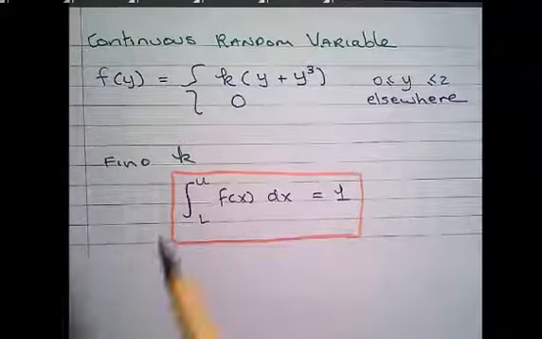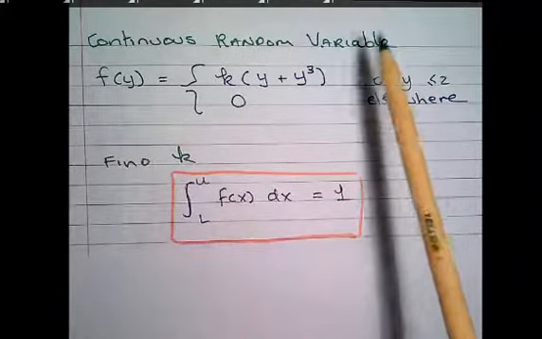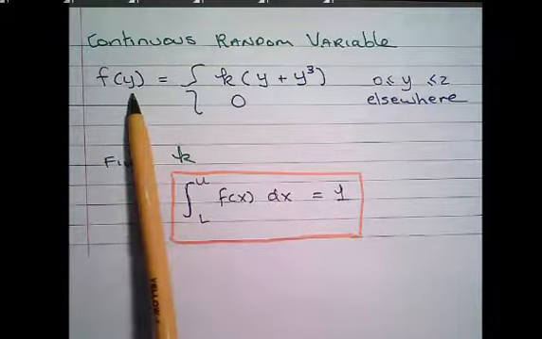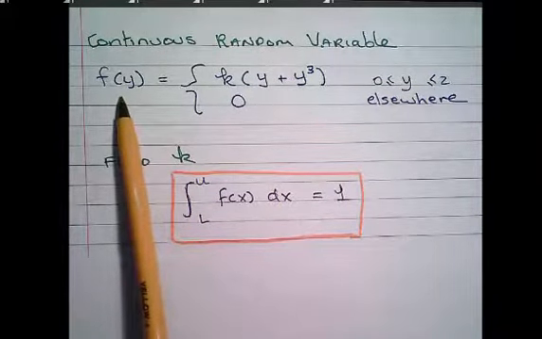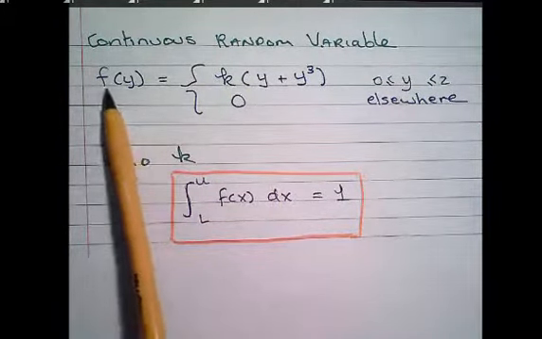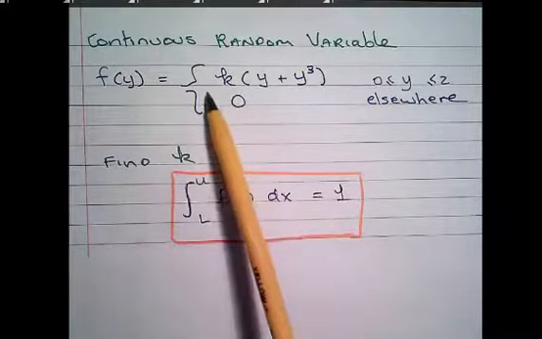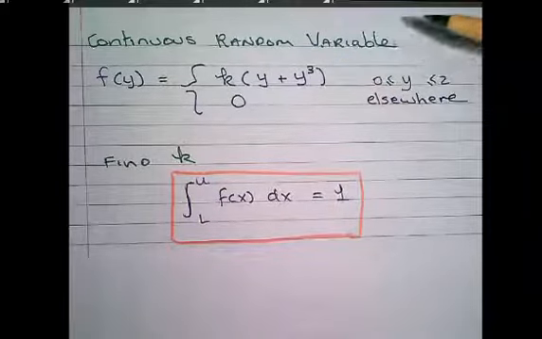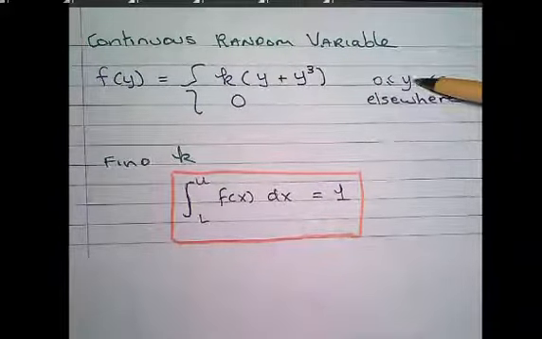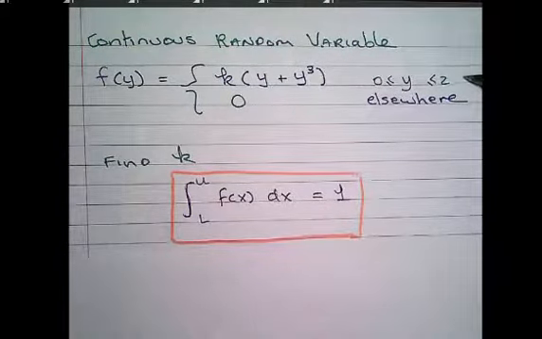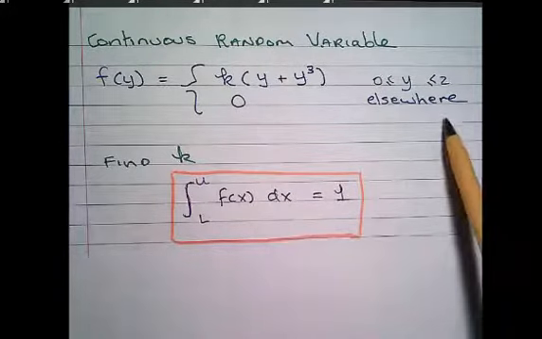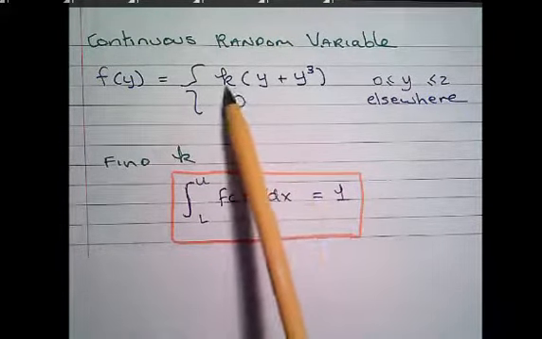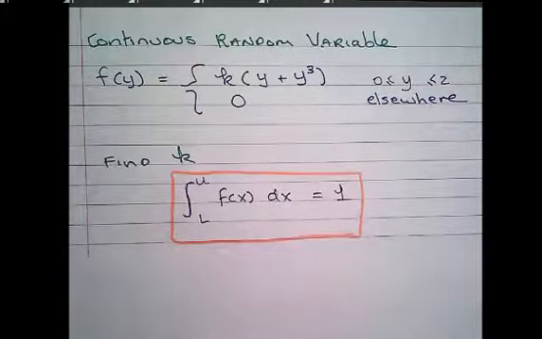Okay, in this presentation we're going to look at continuous random variables. So what we have here is a PDF, which is a probability density function in terms of y, so f of y. And it's defined as follows: k times y plus y cubed, where y is between 0 and 2, okay, and 0 elsewhere. So specifically, this is the bit we are interested in up here.